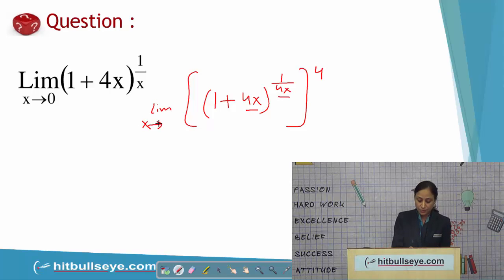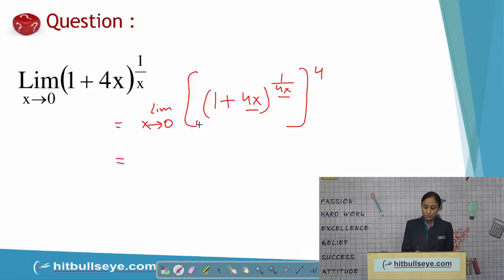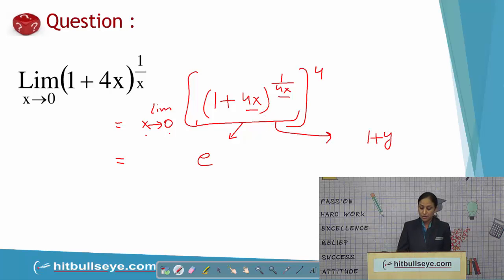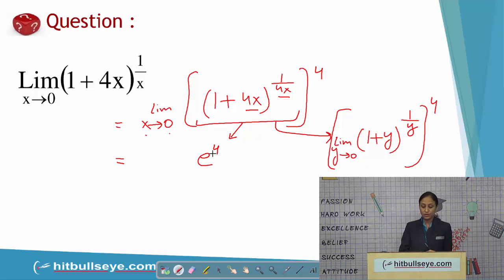Limit x approaches 0. Now, by that limit that we were talking about in the previous slide, the answer for this is equal to e. Why? Because when x approaches 0, 4x will also approach 0. So we can rewrite this as 1 plus y raised to power 1 upon y, limit y approaching 0, where y is equal to 4x. And this entire thing has power 4 in it. So we will have a power 4 here. That makes the answer e raised to power 4.